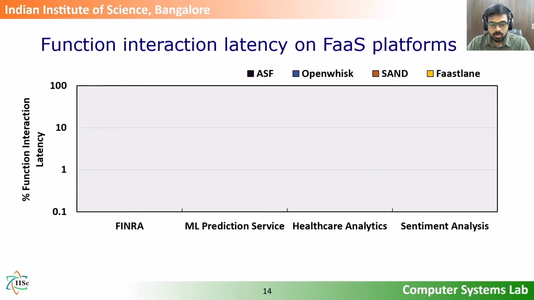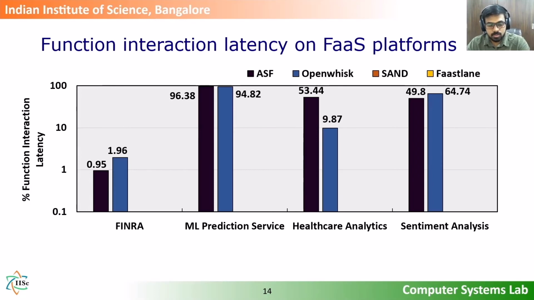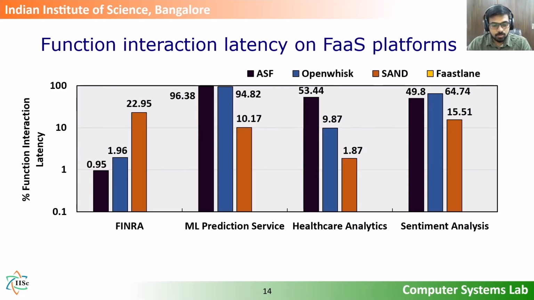First, we quantify how much Faastlane reduces the function interaction latency compared to the other platforms. The y-axis shows what percentage of the end-to-end latency is function interaction latency. Please note the log scale. First, AWS Step Functions has a very high function interaction latency. As discussed earlier, intermediate state travels through the network stack or bears high software overheads, leading to very large function interaction latency. Functions in OpenWhisk communicate using Kafka queues and the overheads are still high. SAND performs better than Step Functions and OpenWhisk in most cases, given it co-locates functions inside a container.